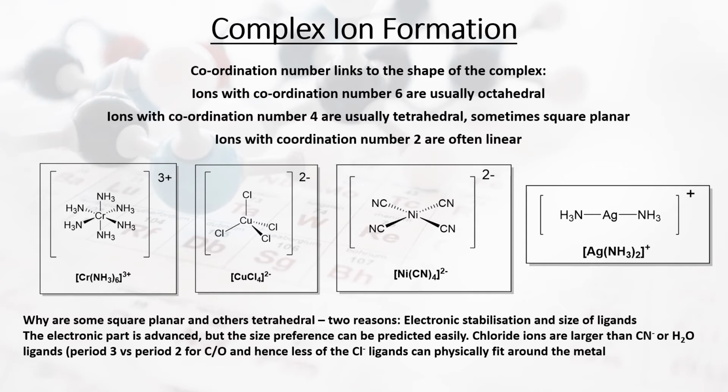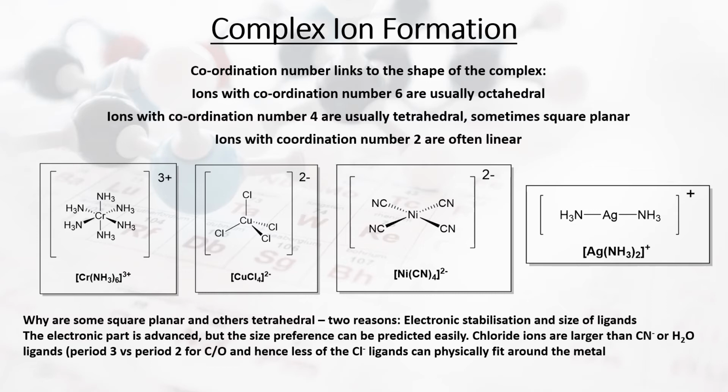So here we have our bond angles of 90 degrees. So you can see that the bond angle in a square planar complex is smaller than the bond angle in a tetrahedral complex. And so typically if you have a larger ligand, that's going to want to have a bigger bond angle and get further away.